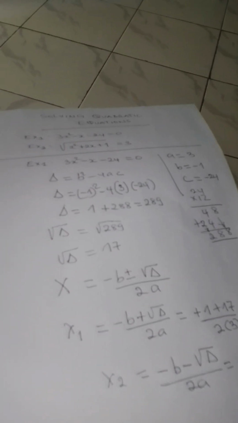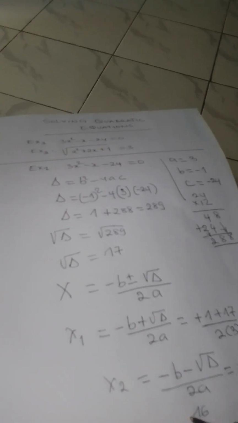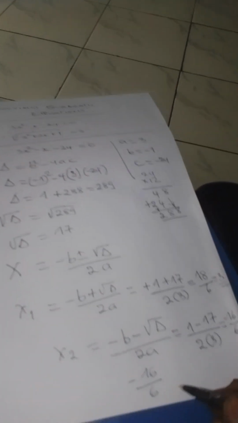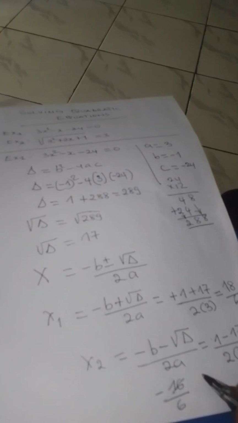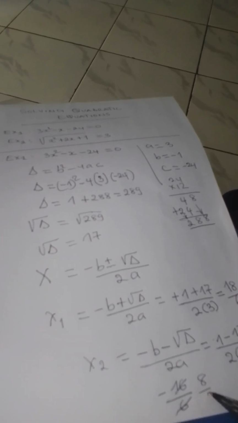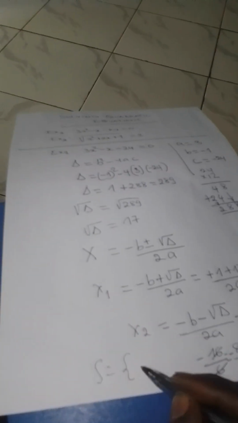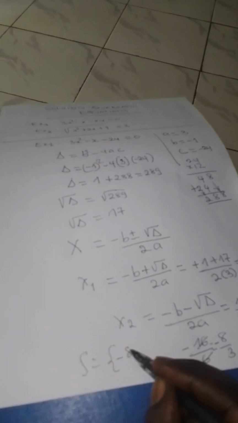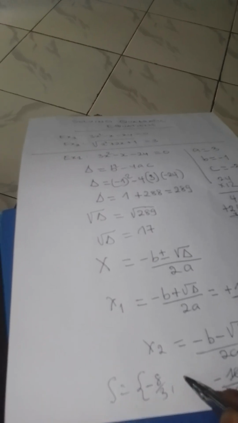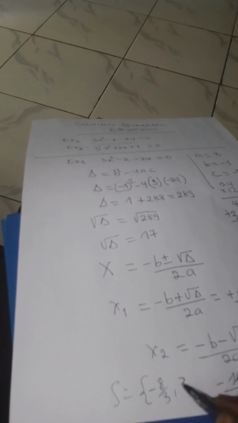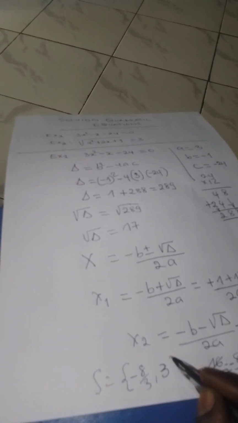Here you can simplify negative 16 over 6. You can simplify by 2: 8 over 3. Then we put the negative sign. Solution: we have x as negative 8 over 3, then x as positive 3. This is the answer.